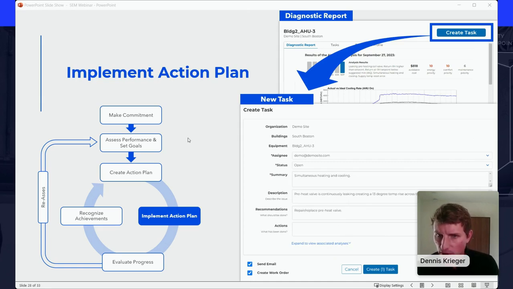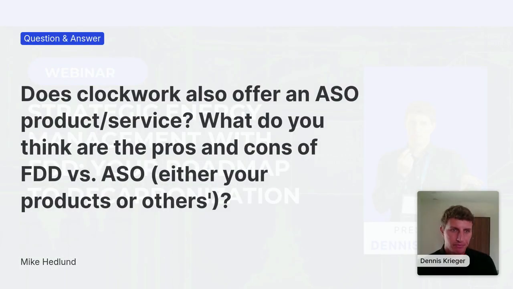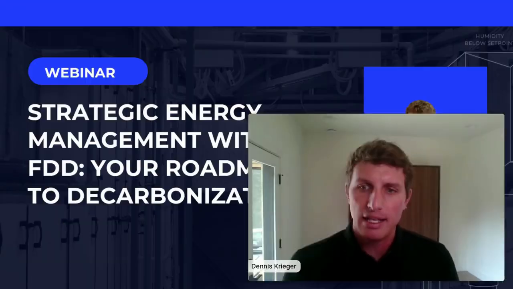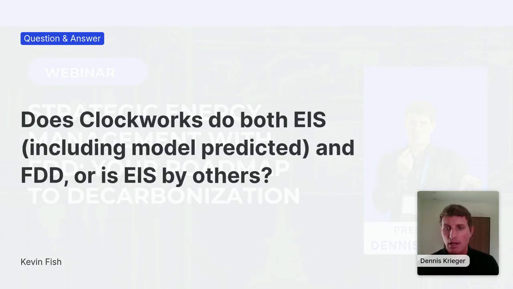Maybe I'll pause for a couple of questions I see coming in. Is Clockworks doing ASO, Advanced Supervisory Optimization? Is that the supervisory control that you're talking about, I assume? We focus really on the FDD and the EIS combo that we're presenting. We haven't enabled control in buildings to date. And then the final question, I think I just answered that one too. We'll talk about how we combine EIS and FDD, especially in the demo, and can get into the techniques we leverage for both of those.